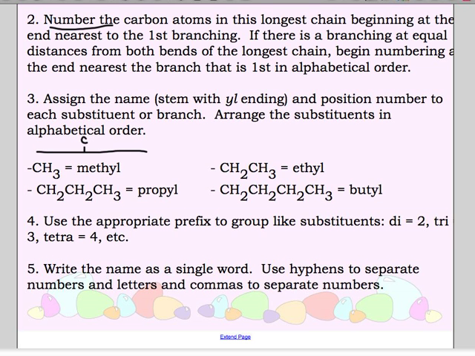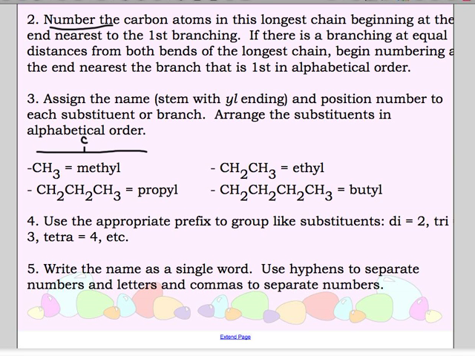If this is 1 carbon, this is methyl. If you have 2 carbons, you're ethyl. If you have 3 carbons, you're propyl. And if you have 4 carbons, you're butyl. And I just want to show you 2 other weird ones that we have.